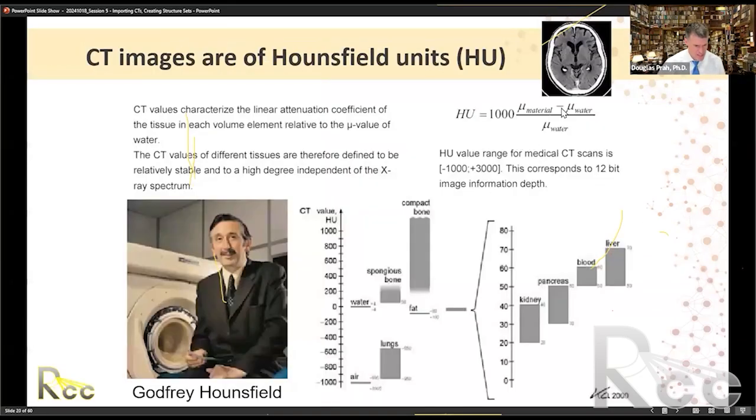But ultimately, what we need to do with this is use it to determine what the electron density is.